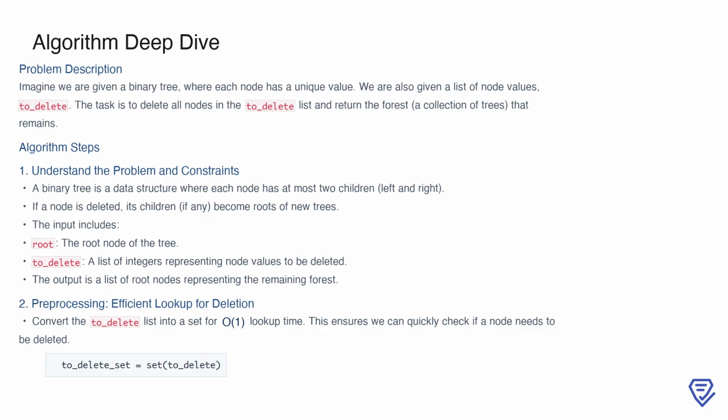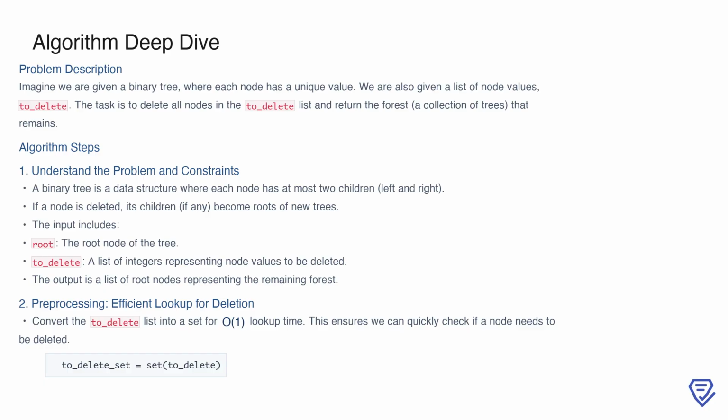To solve this efficiently, we first pre-process the to_delete list by converting it into a set. This allows us to check for deletion in constant time, making the algorithm more efficient. Using Python, this can be done with the simple line of code, to_delete_set = set(to_delete). With this pre-processing step, we are set up for the next phase of the algorithm, which involves traversing and modifying the tree.